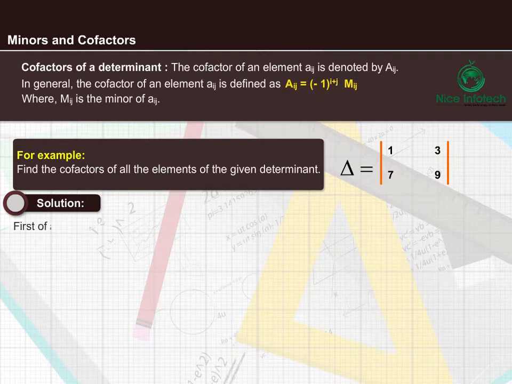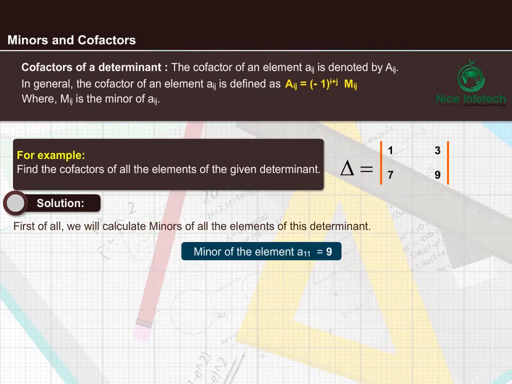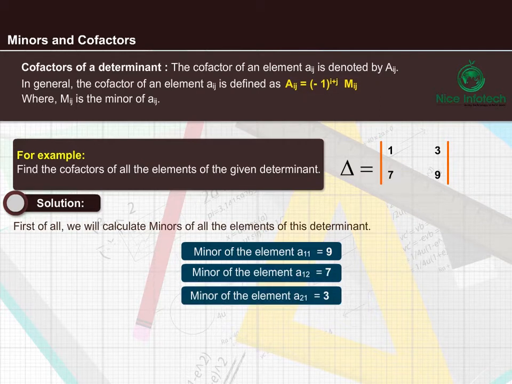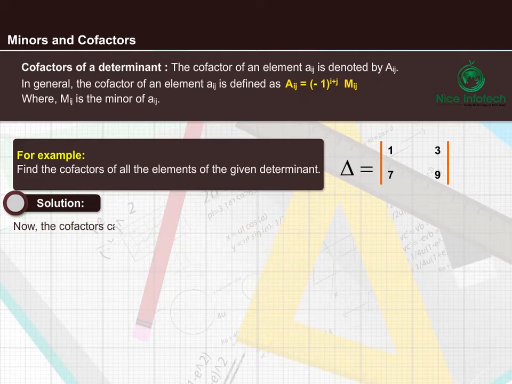Solution. First of all, we will calculate the minors of all the elements of this determinant. Minor of the element A11 is 9. Minor of the element A12 is 7. Minor of the element A21 is 3. Minor of the element A22 is 1. Now the cofactors can be calculated as follows.